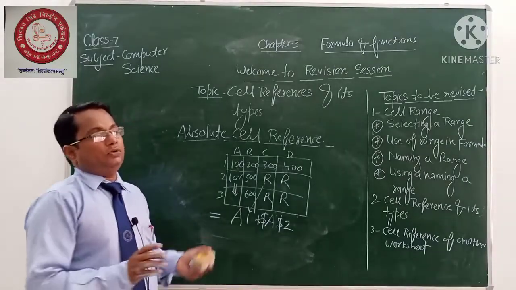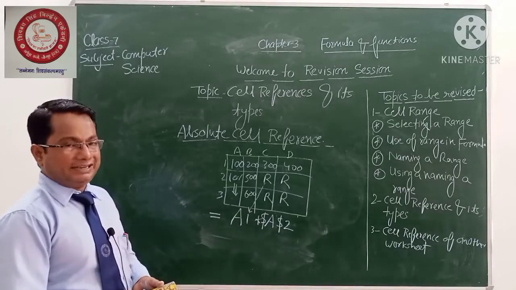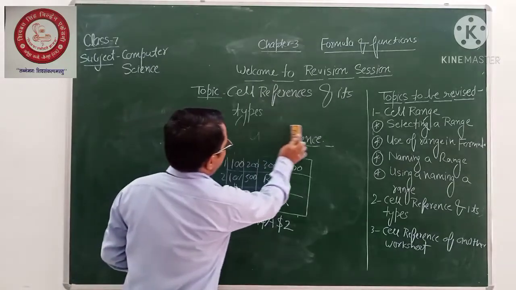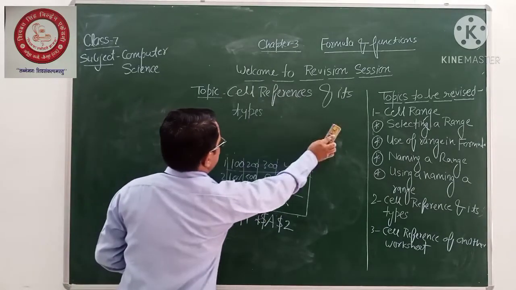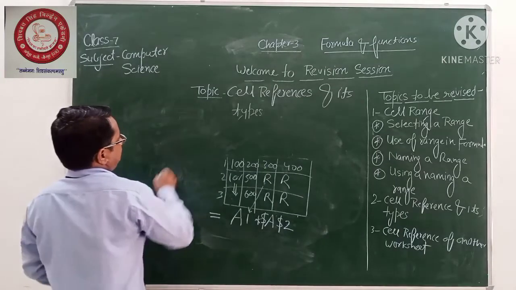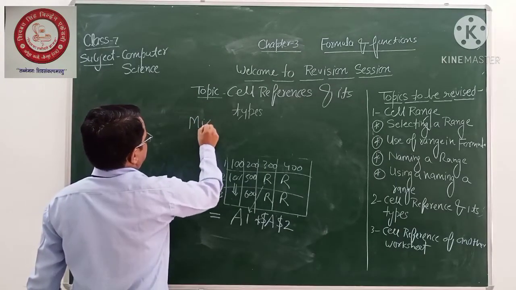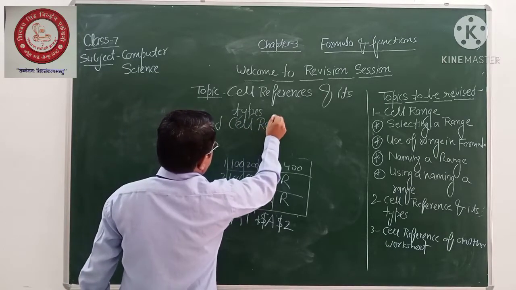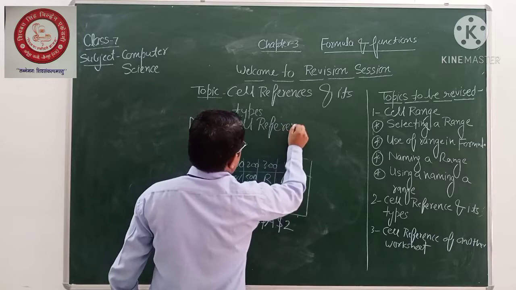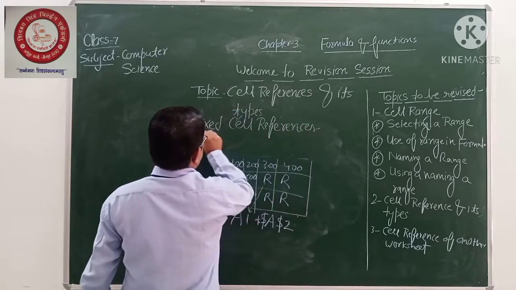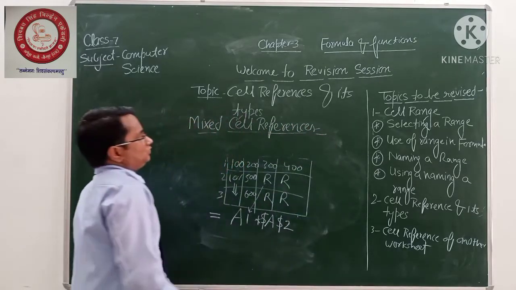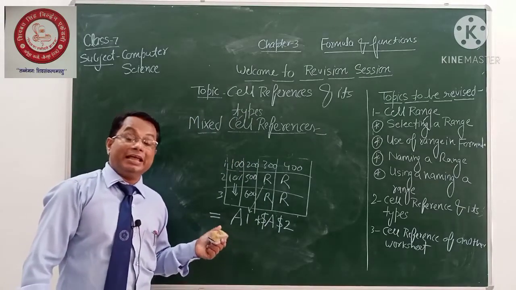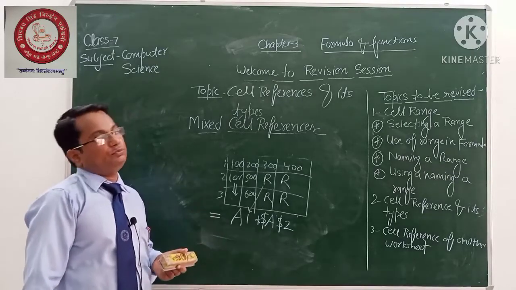Okay, so students, with this I am coming to our next topic, that is mixed cell reference. Let me erase the board here. Next topic is mixed cell reference. Mixed cell reference is a combination of relative as well as absolute cell referencing. It's a combination of both the things.